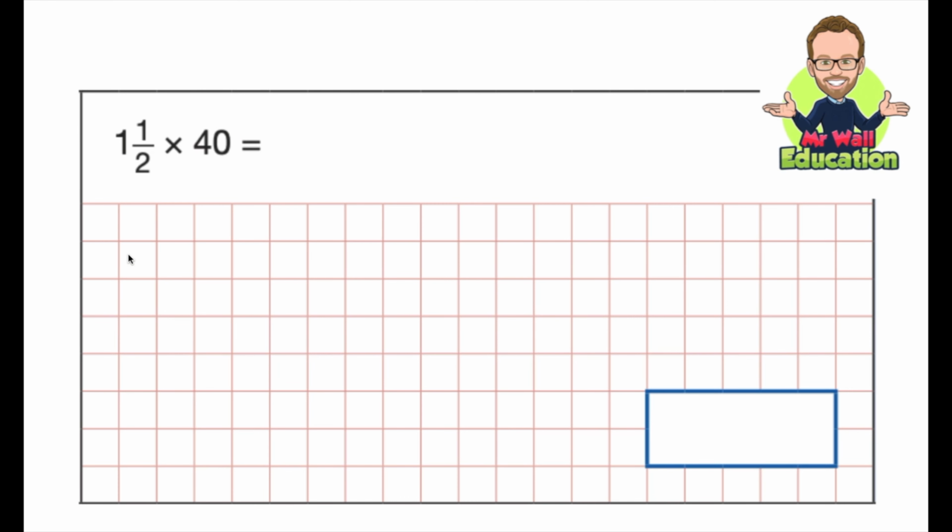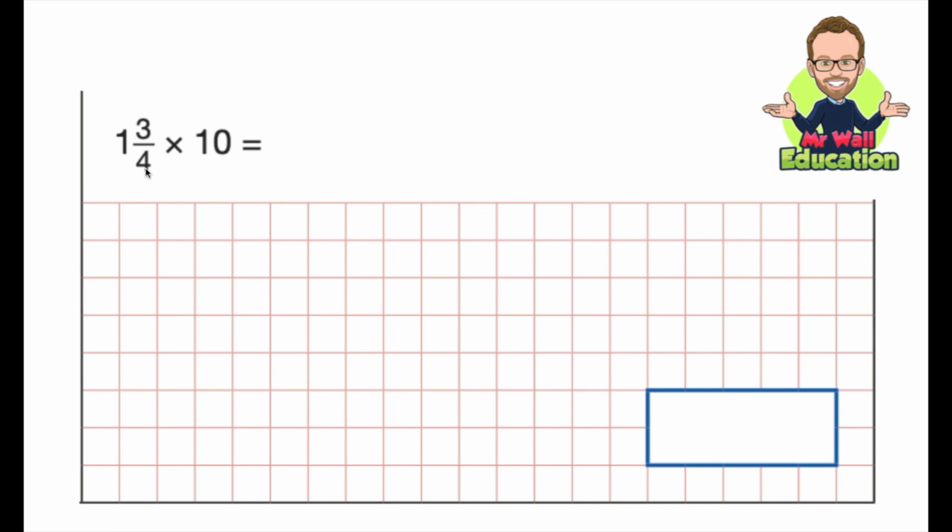Okay, so the same applies to this one. How many halves make up one whole? 2 halves, plus 1/2 equals 3/2 again. Now 3/2 multiplied by 40. 40 times 3 is 120. Make sure we put the denominator on again, so our answer is 120 halves.